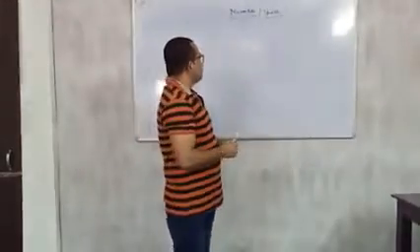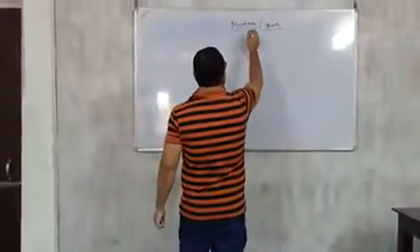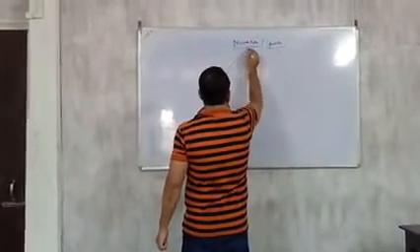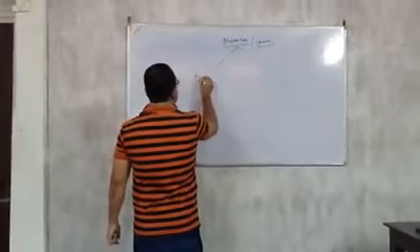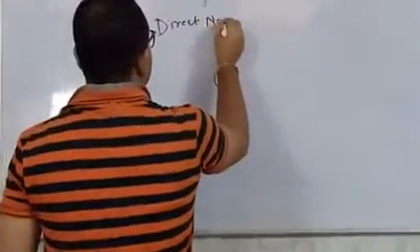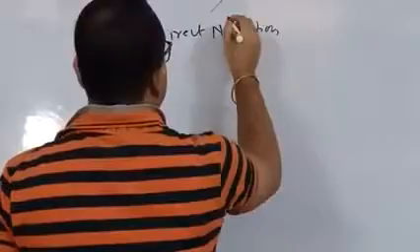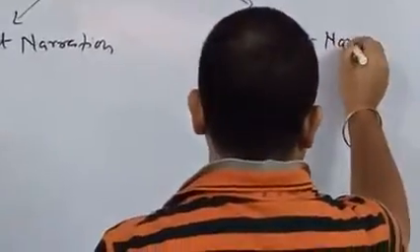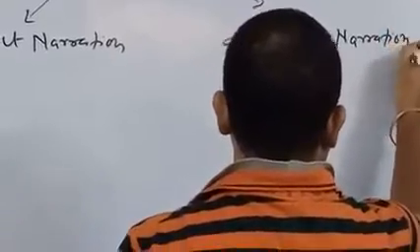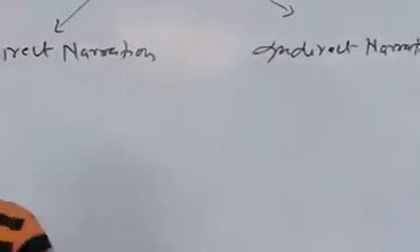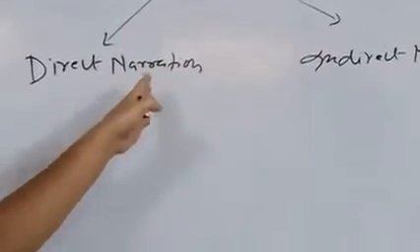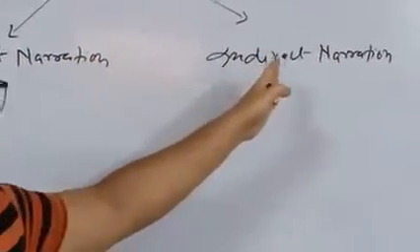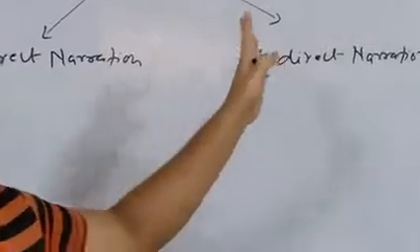So direct narration. Narration is divided into two. One is direct narration and the other is indirect narration. Narration দুই প্ৰকাৰৰ, এক হৈছে direct narration আৰু দ্বিতীয়টো হৈছে indirect narration. These are two narrations we have.